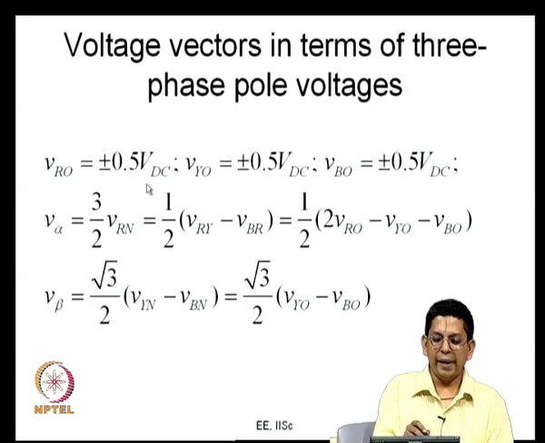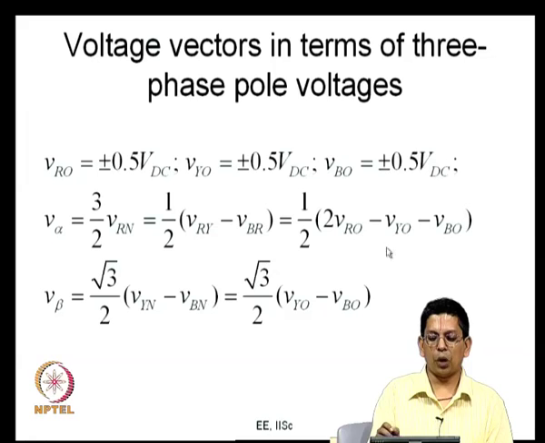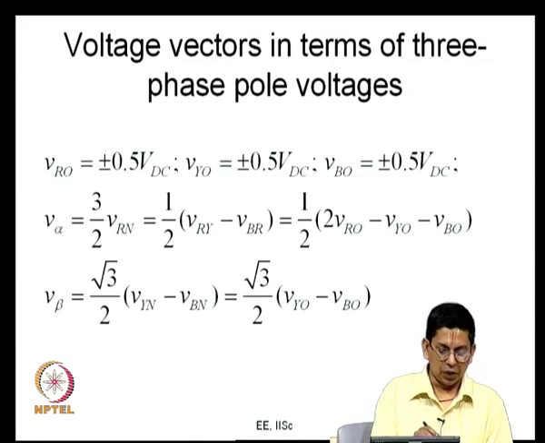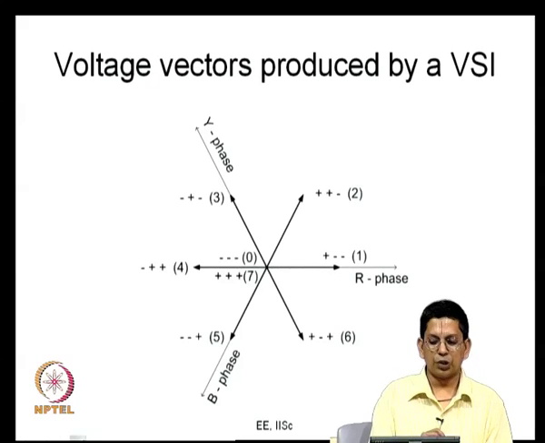For the 8 inverter states, you know the values of VRO, VYO, VBO, you can plug them in to get your V alpha. Again, you know the values of VYO and VBO, you can plug them in to get your V beta values. Thus, for all the 8 inverter states, you can get the corresponding voltage vectors. That is an exercise which we would do. You can actually plug in the numbers and play with them.